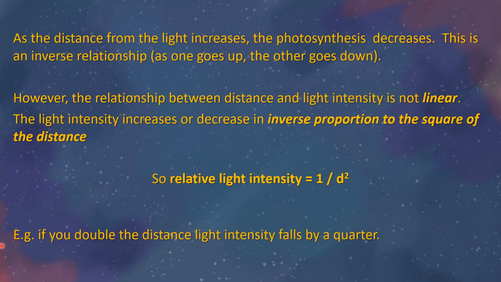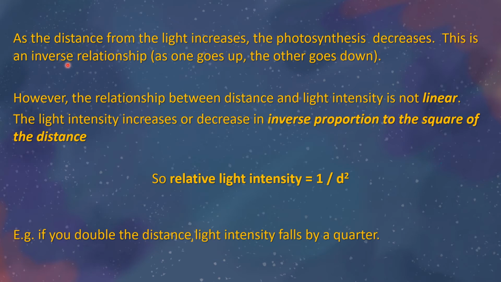However, the relationship between distance and light intensity is not linear. So that means it's not a straight line. The light intensity increases or decreases in inverse proportion to the square of the distance. Now, all that means is a fancy scientific way of saying if you double the distance, light intensity falls by a quarter. Okay, so if you double the distance, light intensity falls by a quarter.